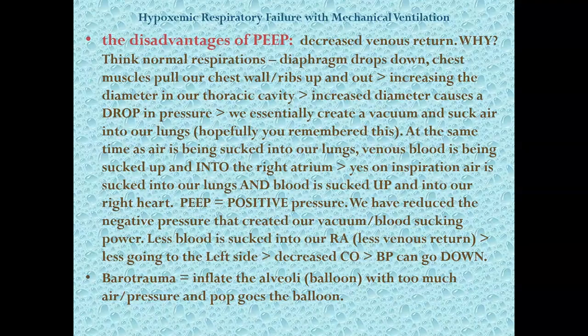So one of the first things I said was a disadvantage was decreased venous return. So why? I want you to think about normal physiology again, where the diaphragm drops down and chest muscles are popped out with the rib, helping with rib motion. This increases the diameter of our thoracic cavity, and inside the thoracic cavity is normally negative pressure. When you increase the size of the thoracic cavity by pulling the chest up and out, that will cause the negative intrathoracic pressure to become even more negative.